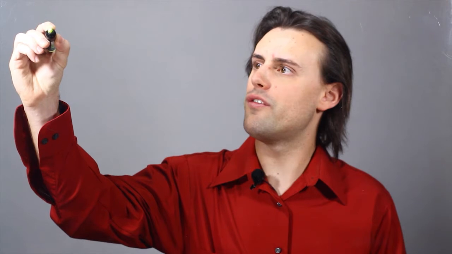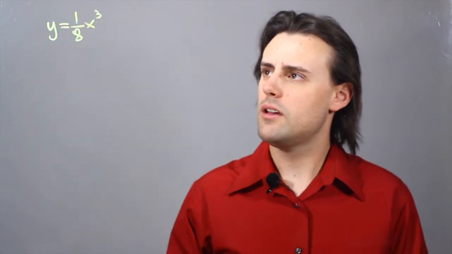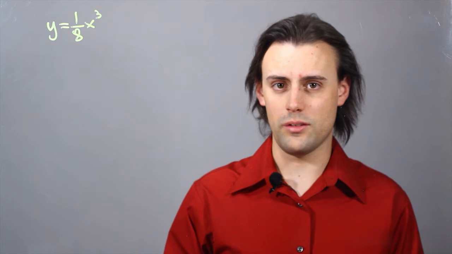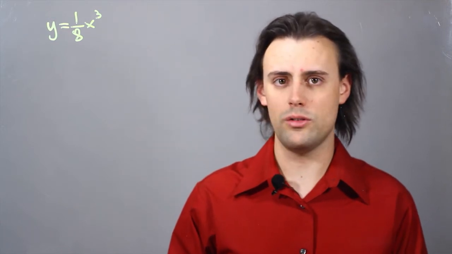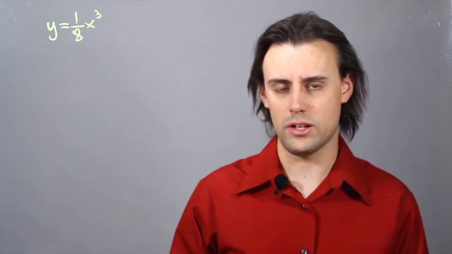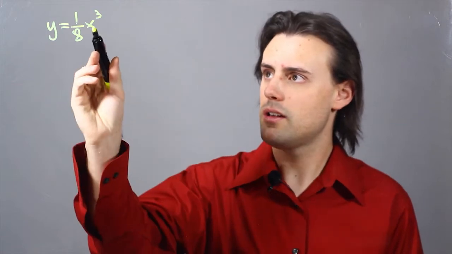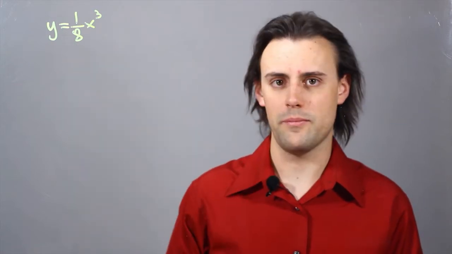This is how to find the derivative of an inverse at a specific point. So, if we start with the function y as a function of x of 1/8 times x cubed, the first step is to find the inverse of this function, which means we want to solve for an equation of x that is a function of y.